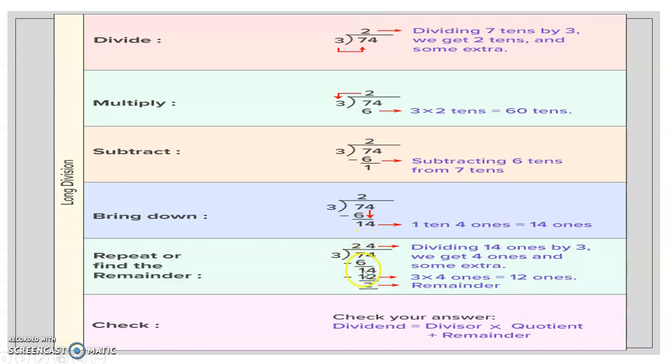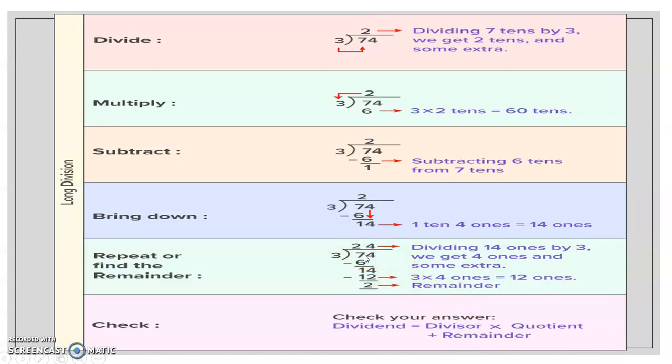4 times 3 is 12. Then we subtract 14 minus 12, that's 2. And 2 is the remainder. It means that 74 divided by 3 is 24, remainder 2. How do we check our answer? The divisor times the quotient plus the remainder, which is 24 times 3. That's 72. And 72 plus 2 is 74.